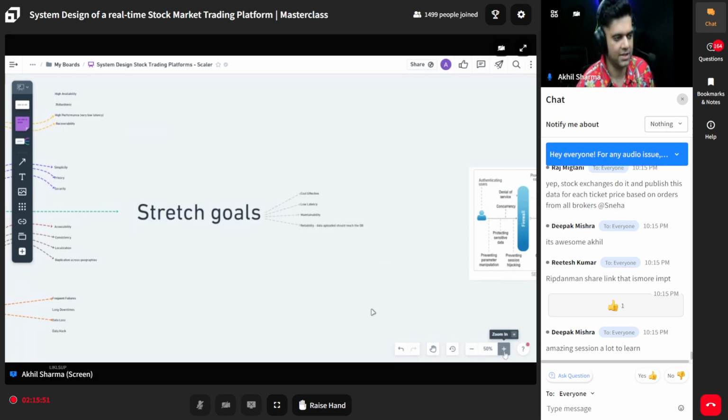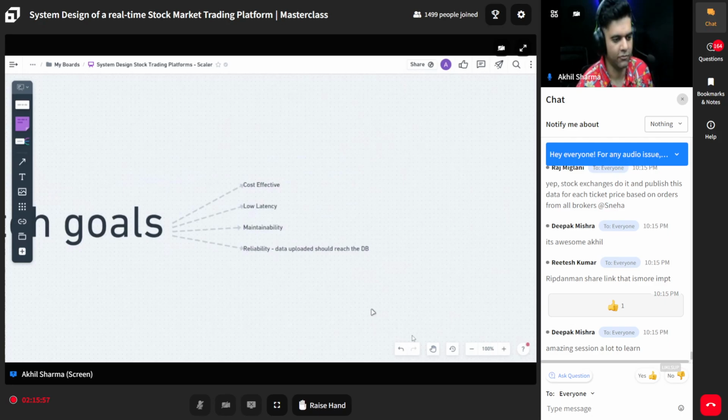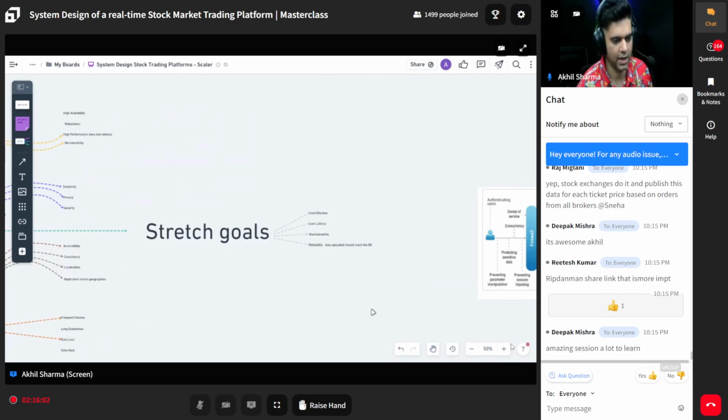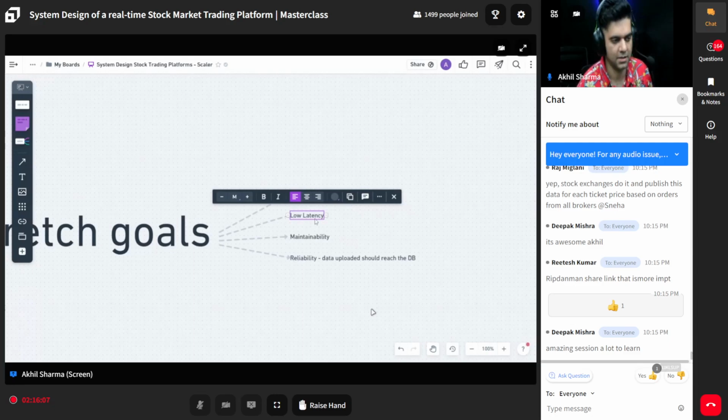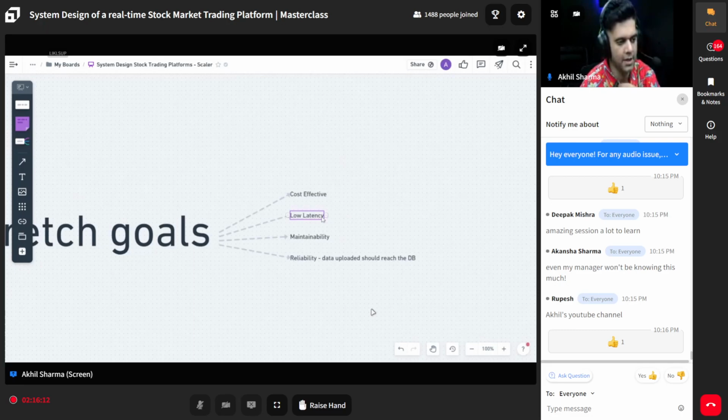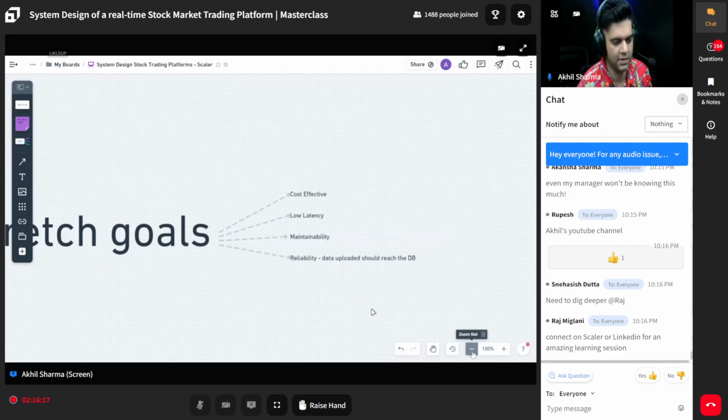Now there's something called stretch goals. Stretch goals in a planning exercise are things you will do once the earlier things are done early. In our case, our system needs to be cost effective, like the two ways of saving money I showed you. You need low latency, maintainability, and reliability. Data that is uploaded should always reach the database and not get lost in between.